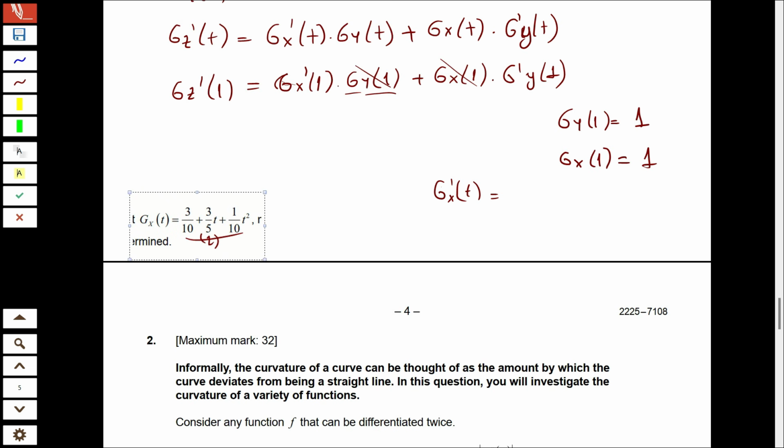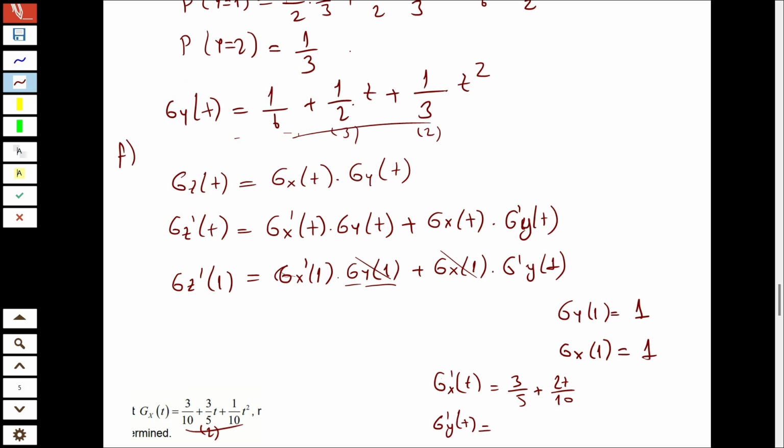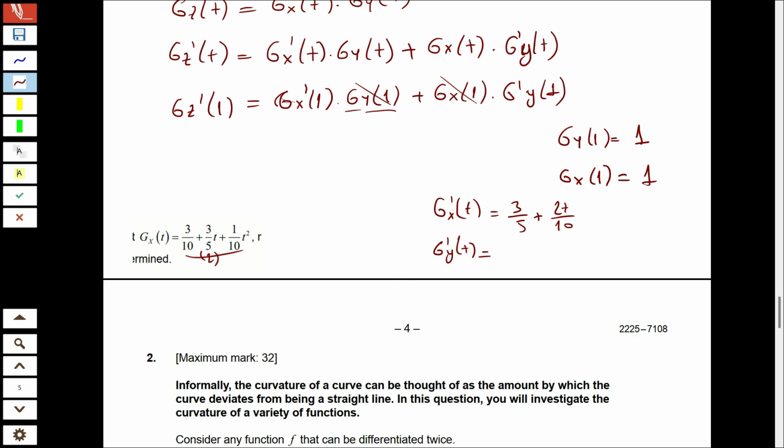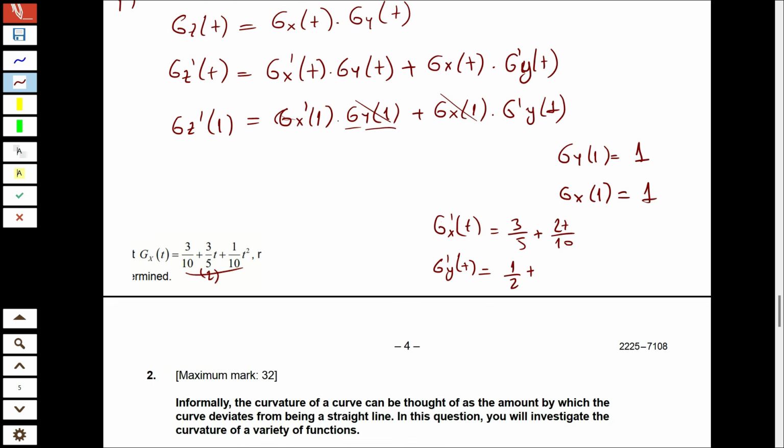The derivative of this function will be 3 over 5 plus 2t over 10. Okay. How about the derivative of y sub y? We found it in the previous question: the derivative of the function for y is 1 over 2 plus 2t over 3. So we will use these functions and replace t with 1: 3 over 5 plus 2 over 10, plus for the function y, the derivative, 1 over 2 plus 2 over 3.